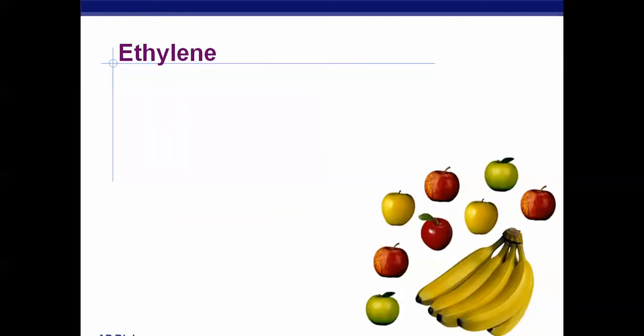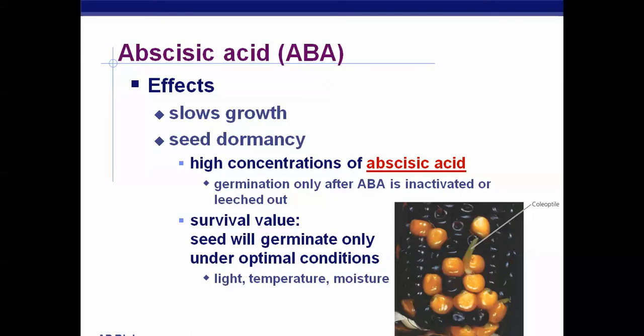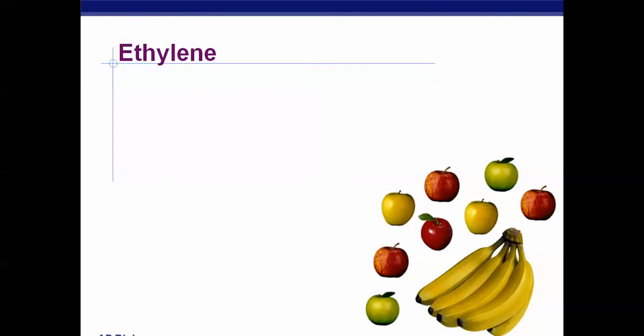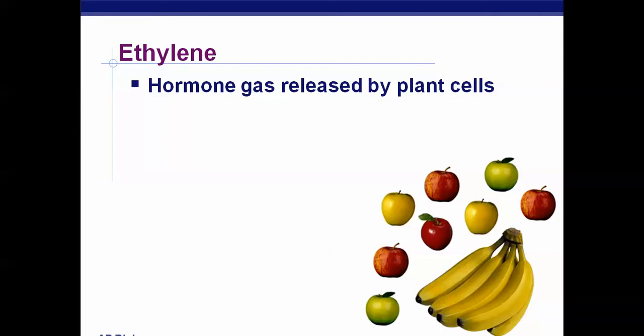And by optimal conditions, we mean, of course, you need to have the right amount of light, the right temperature, the right moisture, the right nutrients in the ground, etc. Next up, we've got ethylene, and this is probably the one that you guys have the most real-life experience with. Ethylene is a gas released by plant cells, and the effects of it are to cause fruit to ripen.